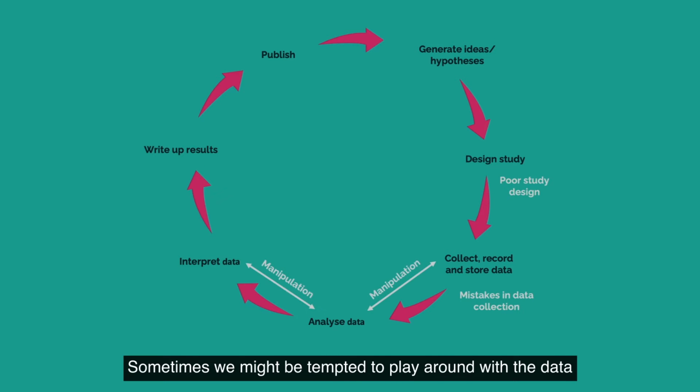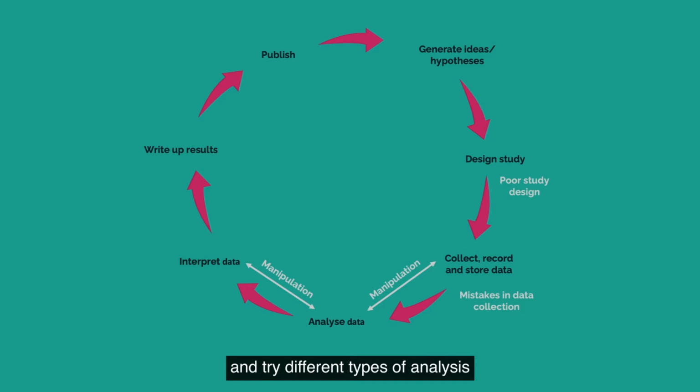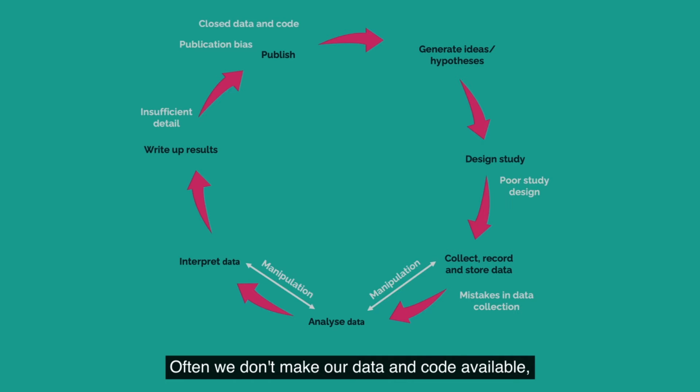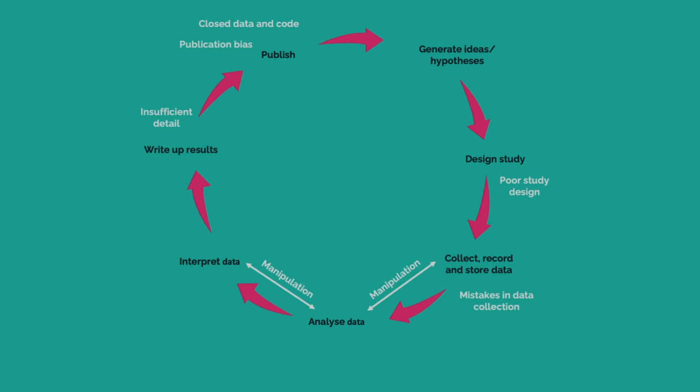Sometimes we might be tempted to play around with the data and try different types of analysis until we found very nice, significant effects. When it comes to publishing findings, we often omit important details in the description of our studies. And finally, we might not even be tempted to publish our findings if we have null results. Often we don't make our data and code available, which means others cannot scrutinize our work.